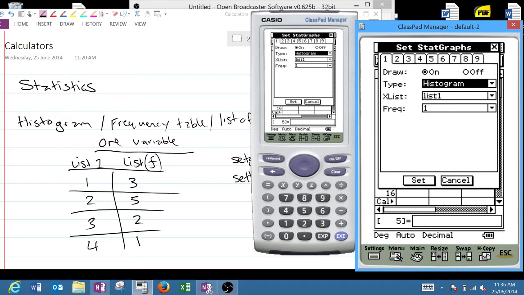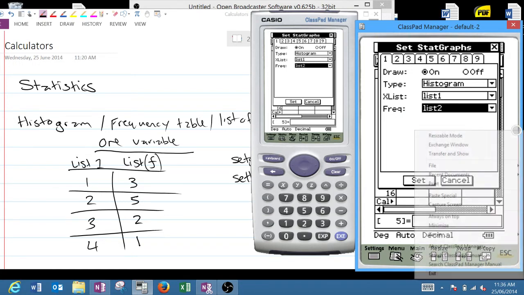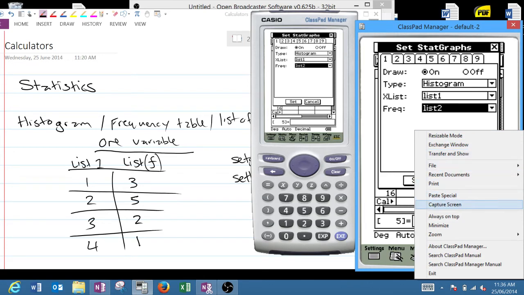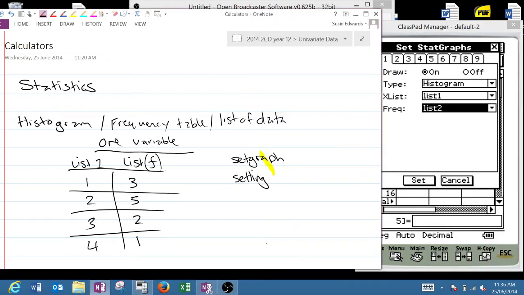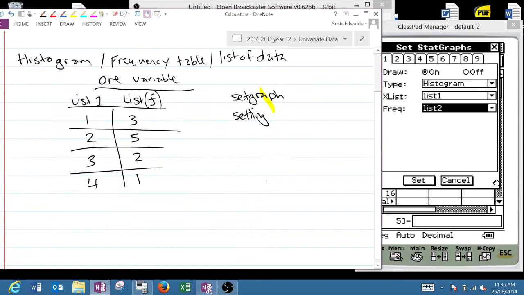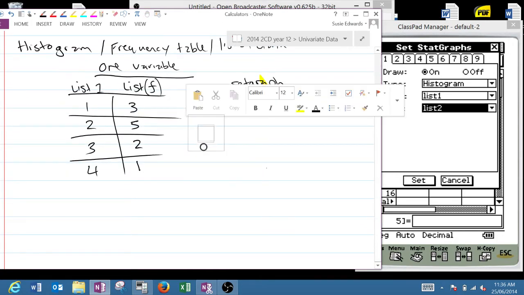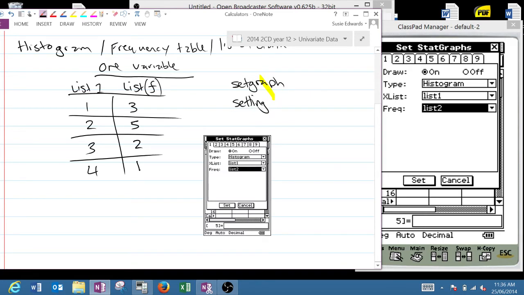Then we say, okay, the X list, so the scores, are in list 1. Then it says, where is the frequency? Where's the frequency? In list 2. Okay, so we need to change that. We need to make sure that we write, okay, this is there, this is there. So the scores are in list 1. The frequency is in list 2. That's really important that we know how to do that. So I'll just put that in here. And then we click set.